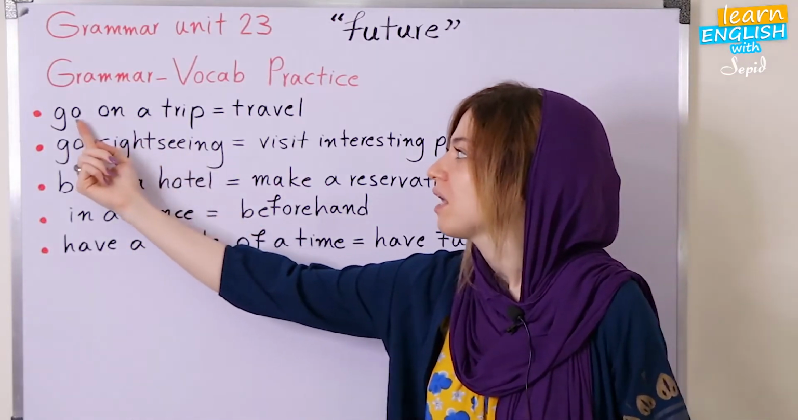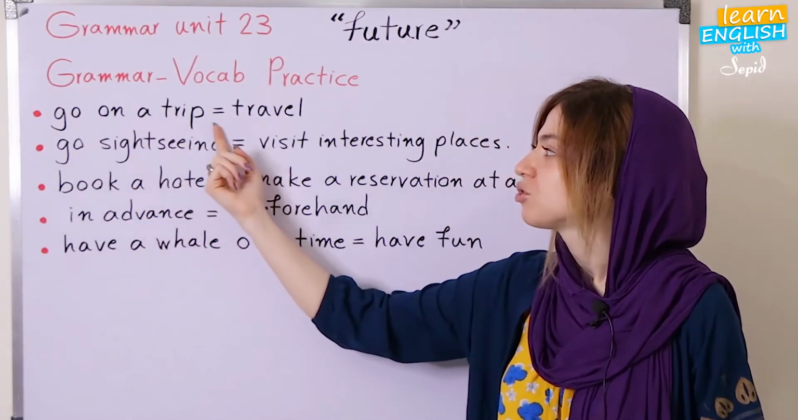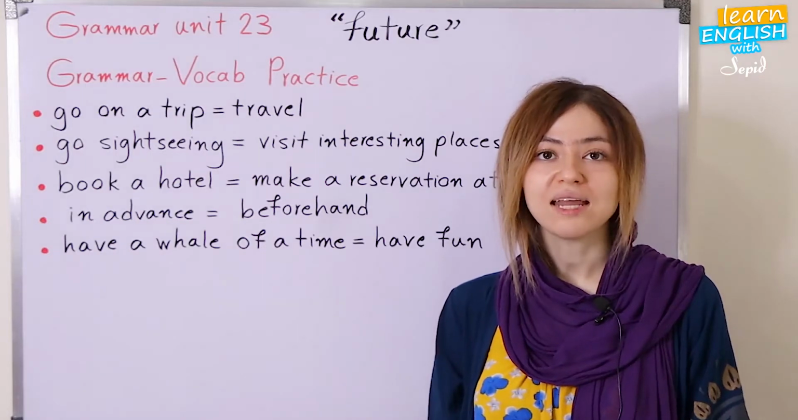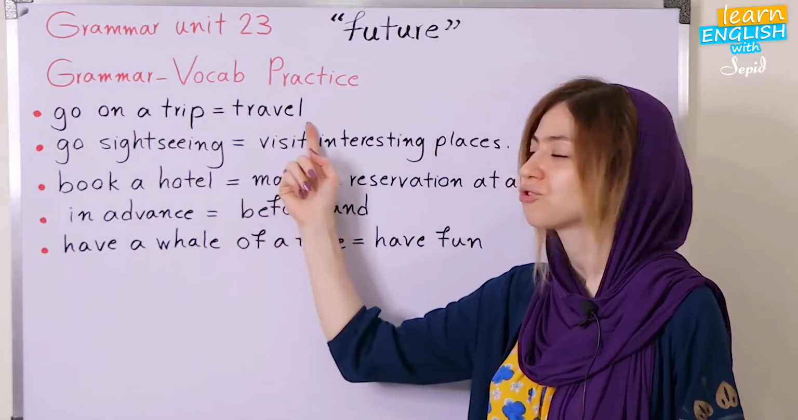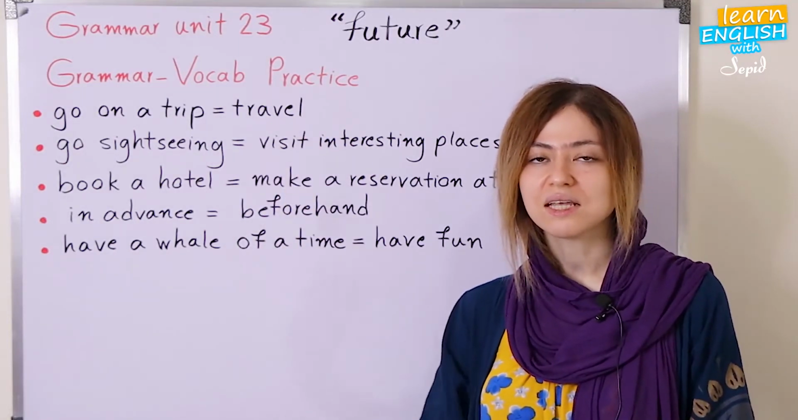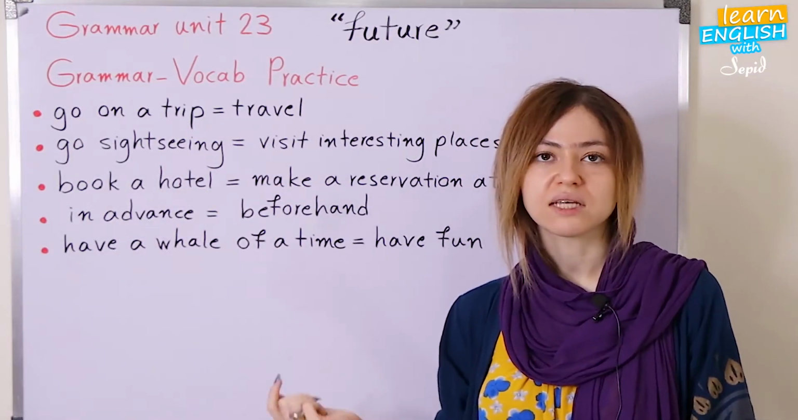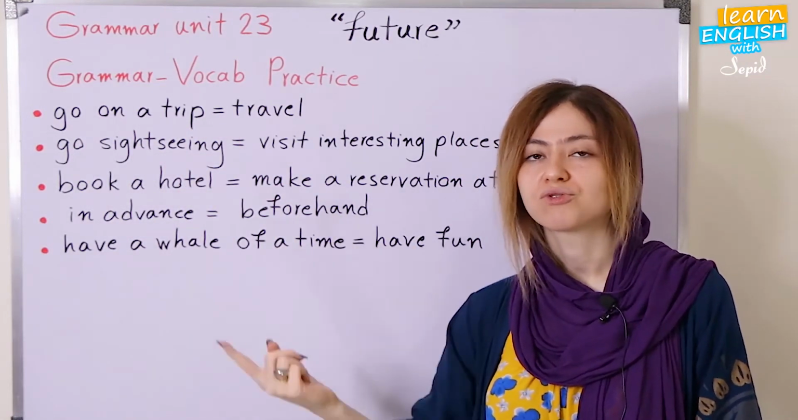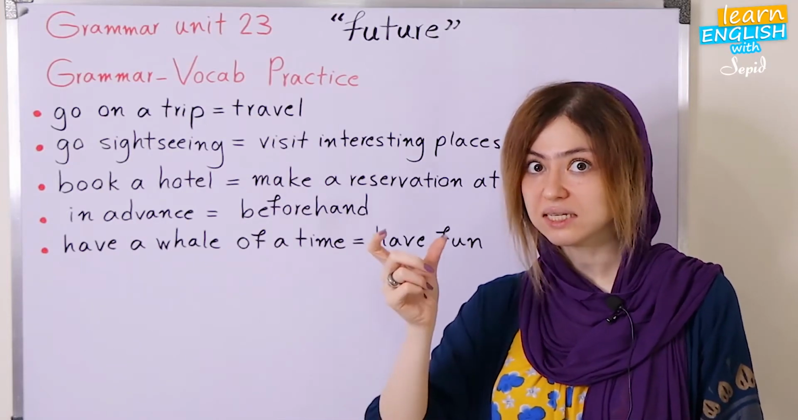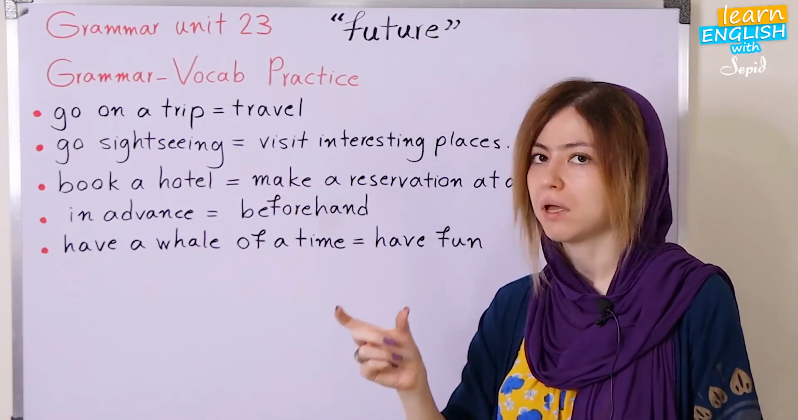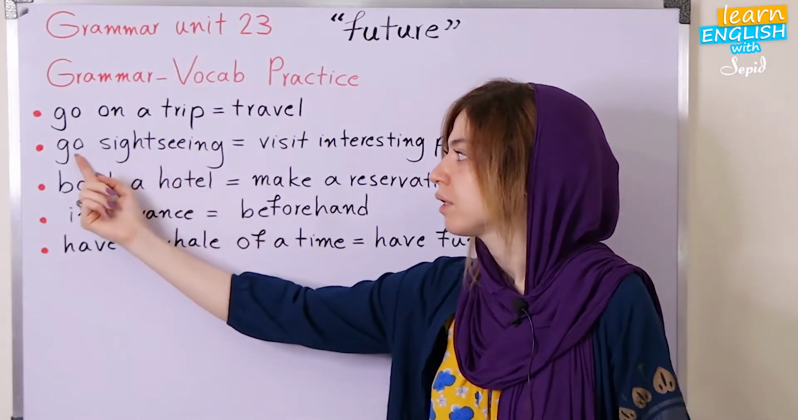So let's go. Go on a trip. Go on a trip means to travel. Okay. Instead of travel, you can say go on a trip. So for instance, I can say, I went on a trip last year. This is simple past form.